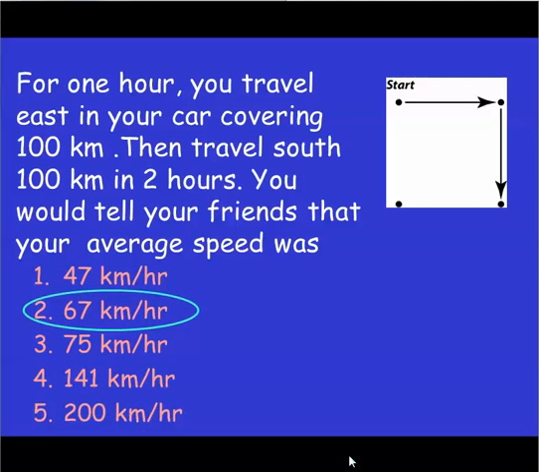Remember, the definition of average speed is total distance divided by the time. So your total distance would be 100 kilometers plus 100 kilometers, 200, divided by 1 hour plus 2 hours, or divided by 3 hours. 200 divided by 3 is 67.